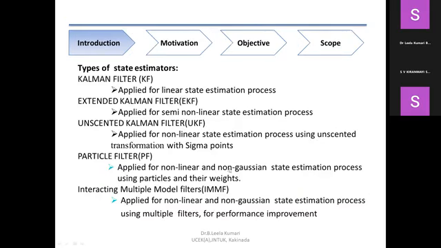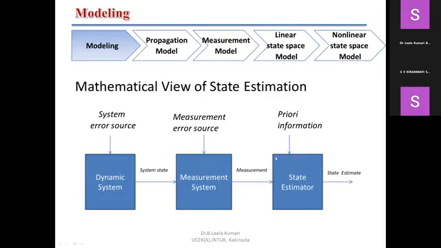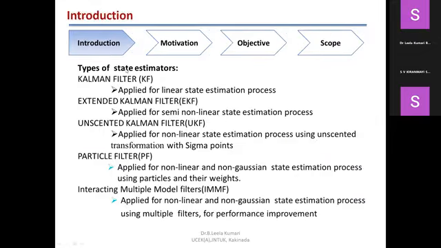So this is the important mathematical view of state estimation. To do this systematically, the entire mathematical representation requires a mathematical tool. Here we have different state estimators. I have mentioned some of them: the Kalman filter is one such state estimator, then the extended Kalman filter, unscented Kalman filter, particle filter, and interacting multiple model filters. Based on the application, constraints, and specifications, we may choose one among the different types of state estimators.